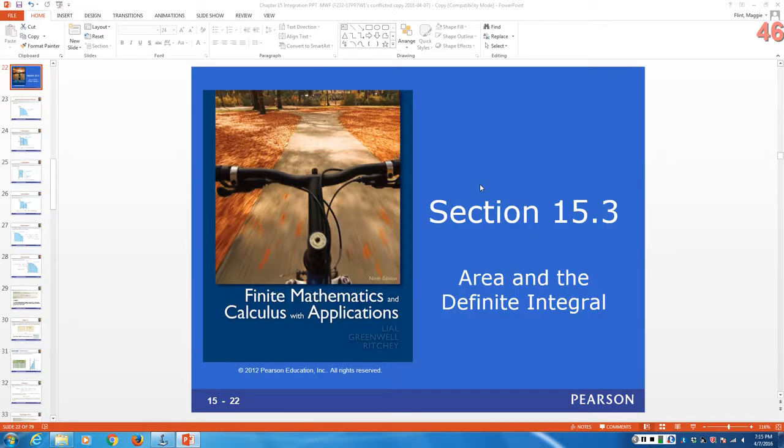Okay, section 15.3. This gets into the applications. Why do we want to do integrals? What good are integrals? And as we get into the area of the definite integral, I can show you business applications where they're useful.